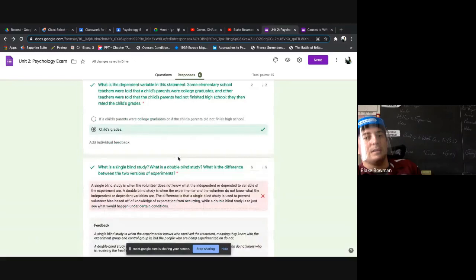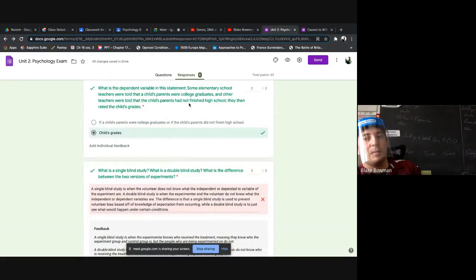All right, so what is the dependent variable in the statement? Some elementary school teachers were told a child's parents were college graduates, and other teachers were told that the child's parents had not finished high school. They then rated the child's grades. So the dependent variable measures the outcome: the child's grades.